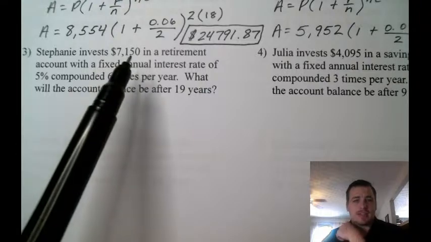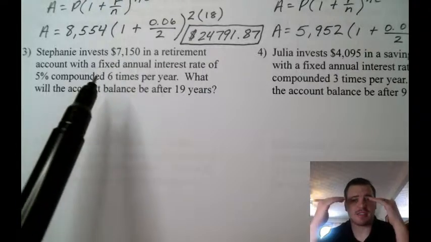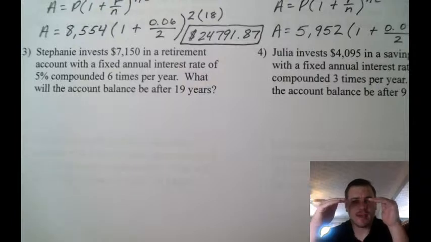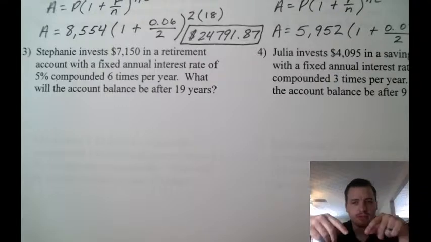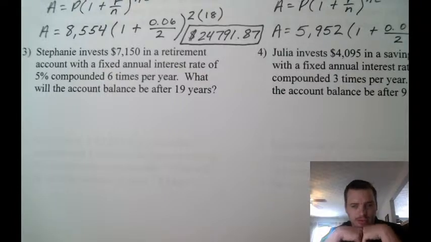So guys, here's what happened. She invests $7,150 in, and then it's 6 times per year, so that's every 2 months. Every 2 months, they pay her 5% interest on the $7,150. And then after another 2 months, whatever amount that was, now they pay another 5%. Every 2 months, they pay an additional 5% on the amount that's in there.